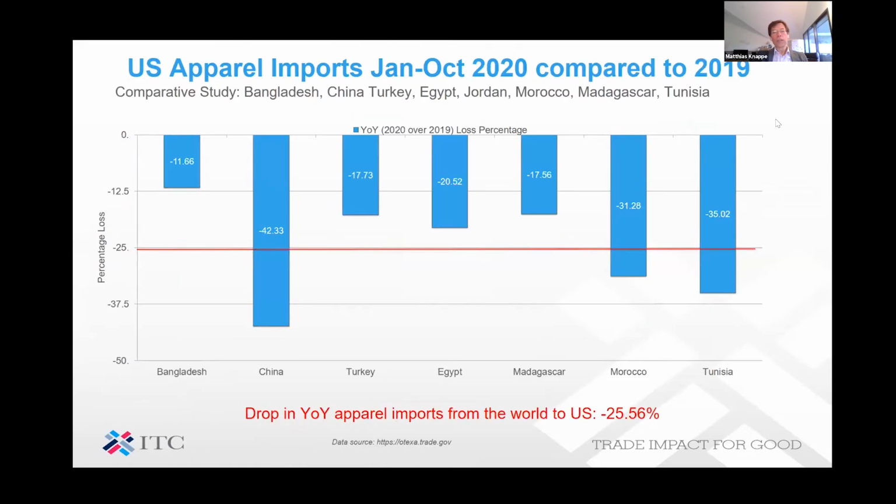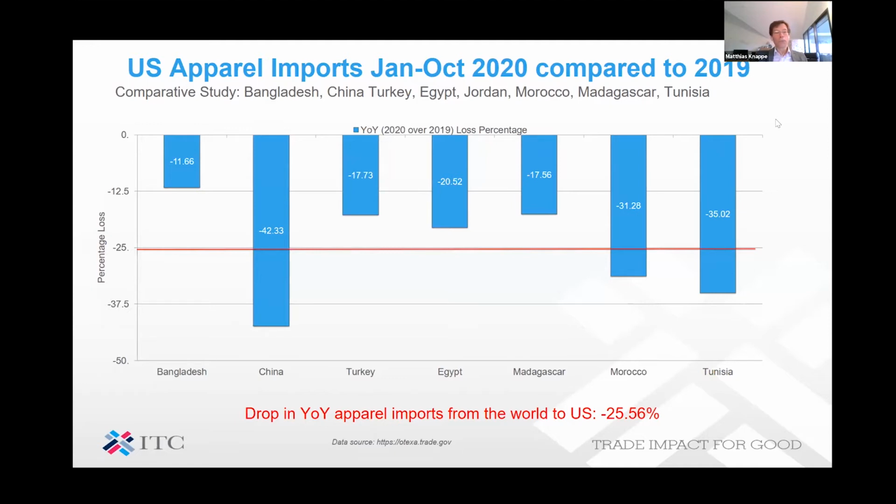If we now look into the import side, and look into the big markets, the US and the EU, we see here the US apparel imports from January to October 2020 as compared to the same period last year. You look at the red line, which shows you the overall average of reduced imports from the world, which is about 25%. Morocco and Tunisia have bigger drops, but they're not exporting very much to the US market anyway. You see some of the big competitors, China, suffering quite a lot with minus 42%, but you also see that countries like Madagascar, Egypt, and Turkey, for which the US market is relatively important, are doing relatively better than the world average, but still a substantial reduction in demand. And a big competitor in Asia, Bangladesh, only has minus 11.6%.